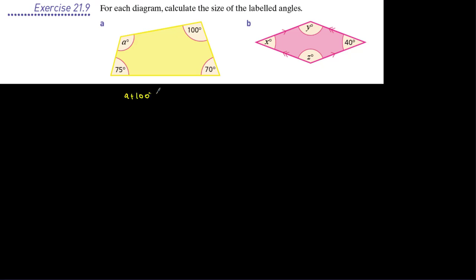The sum is equal to 360 degree. So 75 degree, a plus 100 plus 75 plus 70, it should be equal to 360 degree. As I mentioned before, I'm going to add them here up, which is 100 plus 75, 175 plus 70, 245. 245 is equal to 360 degree. A is equal to 360 minus 245. A is equal to 115, it has to be.